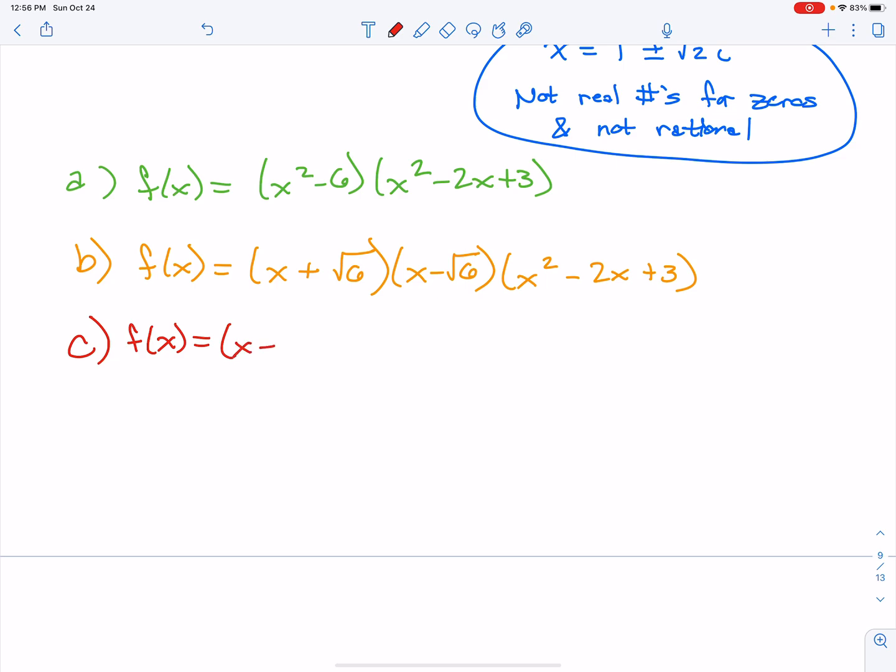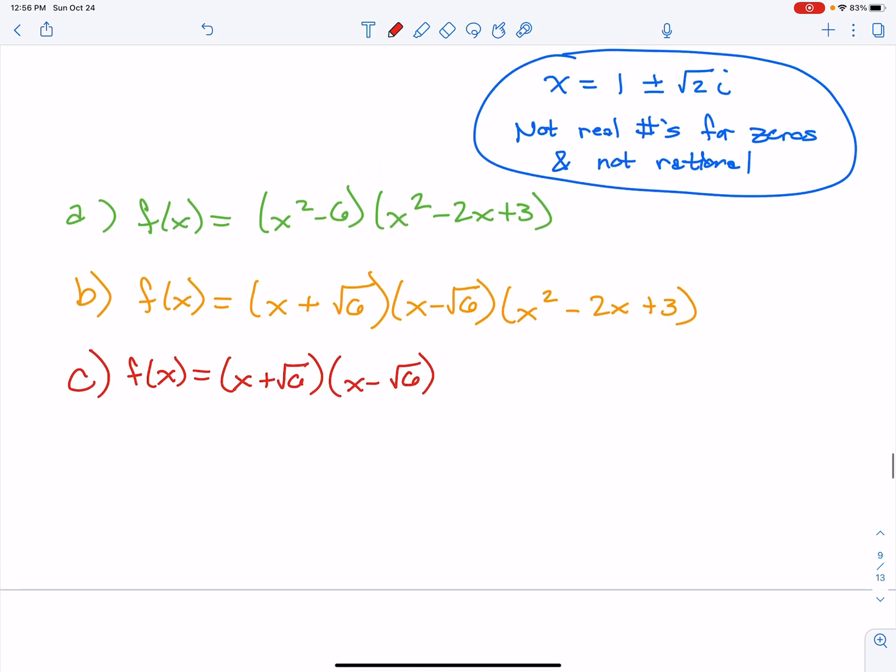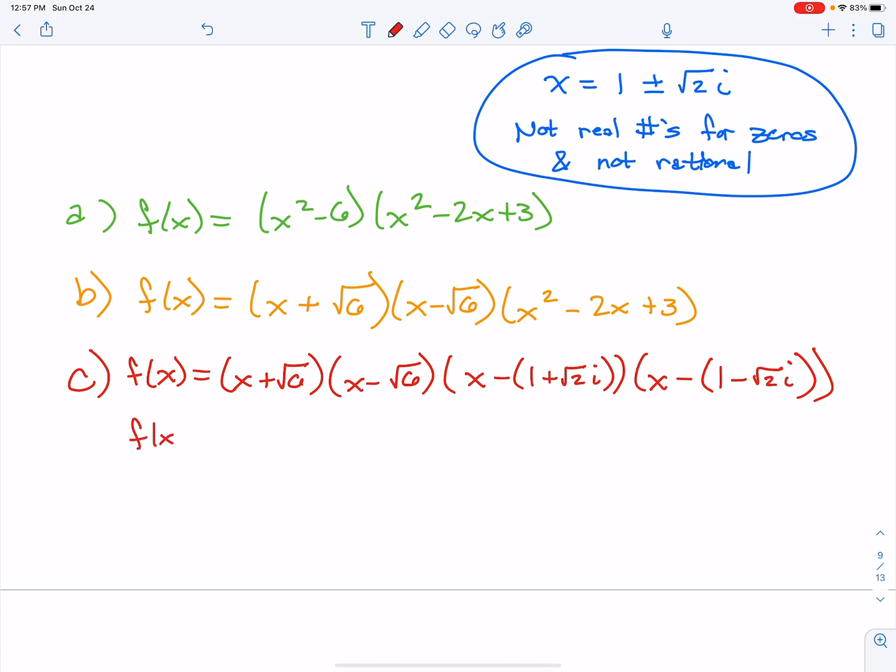So we know we have x plus root 6 and x minus root 6. And then if we take our other 2 zeros, 1 plus root 2i and 1 minus root 2i, we'll have x minus that zero, 1 plus root 2i, and x minus our other zero, 1 minus root 2i. So you could leave it like this, or these zeros here, you might want to distribute the negative. Totally up to you. I would accept it either way.